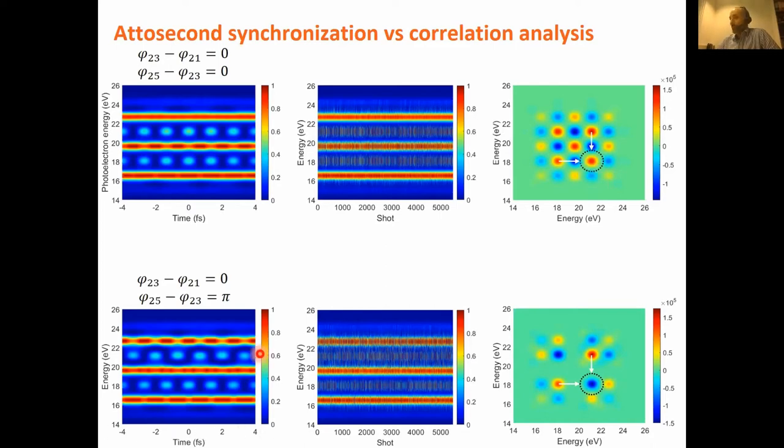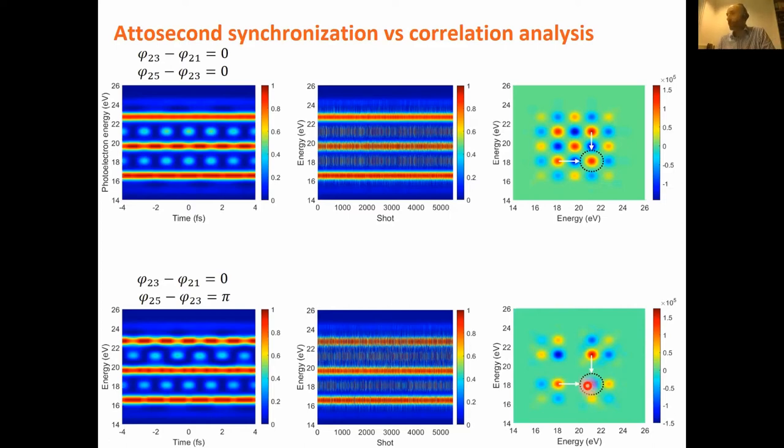On the other side, when the sidebands are oscillating out of phase, we have a negative correlation between the oscillations of the sidebands. So the key point here is that as long as we can measure the sidebands on a single shot basis, we don't need to observe the oscillation in order to retrieve the relative phase between the harmonics, but what we can do is to correlate one sideband with respect to the other. And from the estimation of the degree of correlation, we can get information on the relative phase between the harmonics.